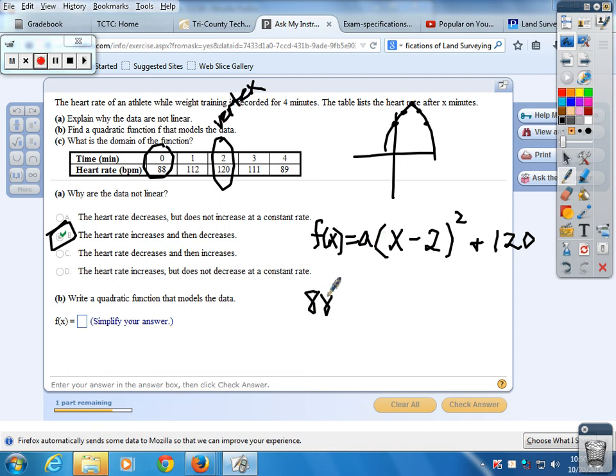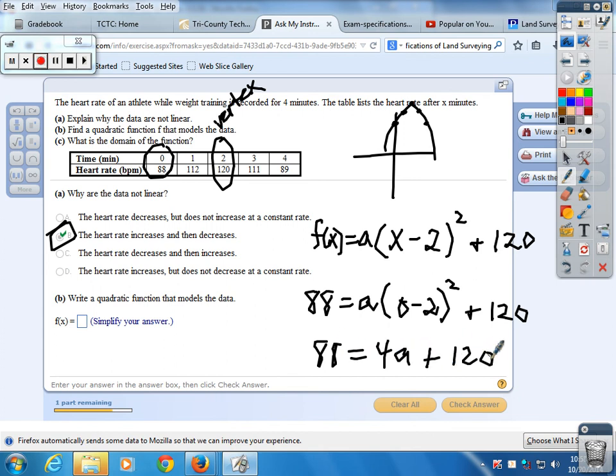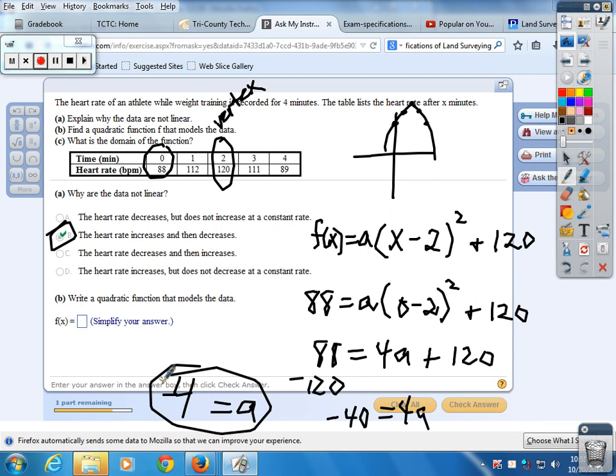So the 88 is equal to a times 0 minus 2, quantity squared, plus 120. And that's going to be 0 minus 2 is negative 2. Negative 2 squared is 4. So that would be 88 is equal to 4a plus 120 minus 120. And that's going to be negative what? 40? Negative 40 is equal to 4a. So a is equal to what? Negative 4. Is that correct with our drawing? Yes, because of the negative. So now you can take that negative 4 and plug it in right here.